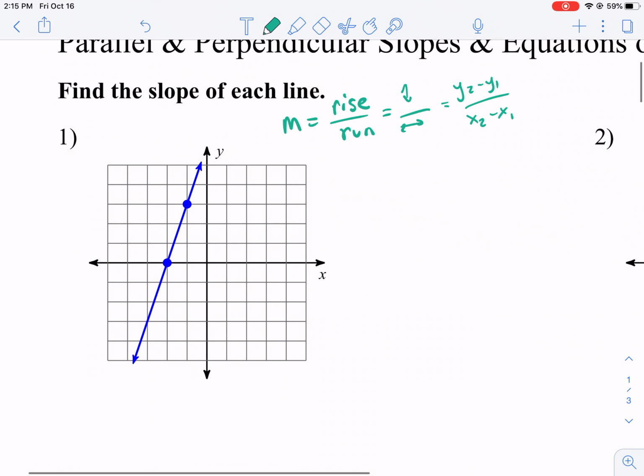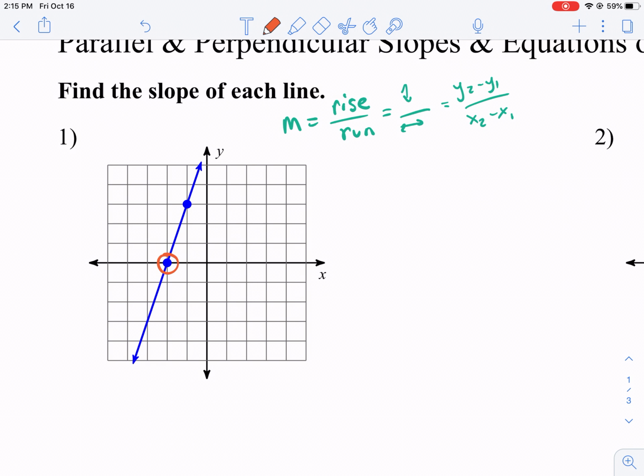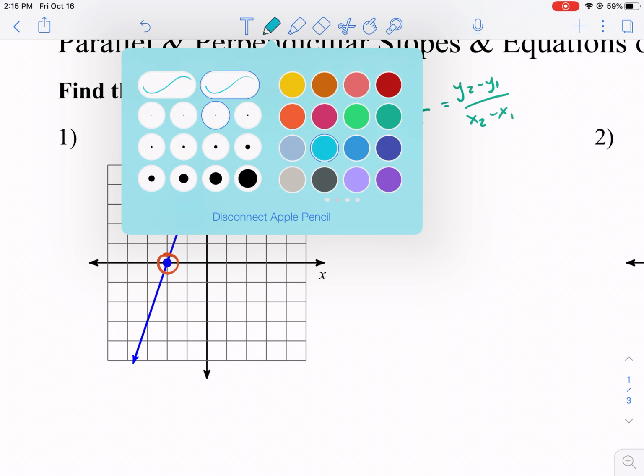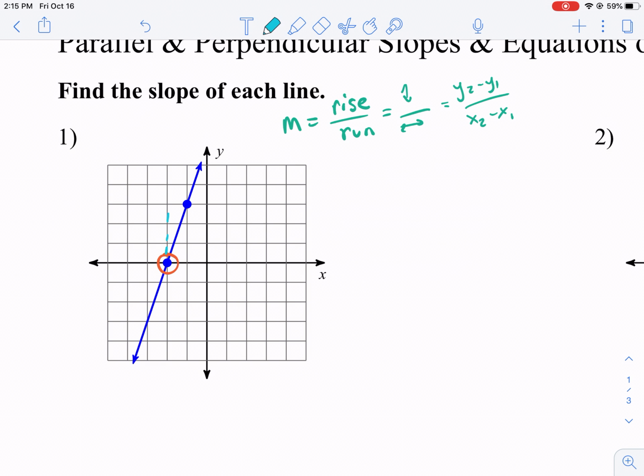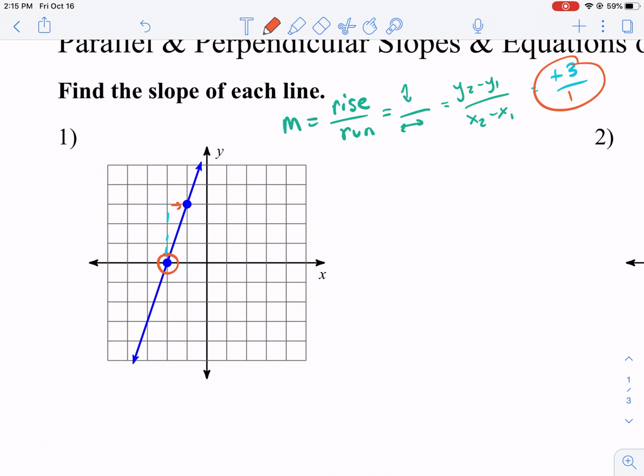As we look at these 2 points, I like to always start with the point on the left, and then I go up to get to my next point, or down. In this case it's up, so I know that my rise is going to be positive. And then it looks like I run 1. Oh, I forgot to count. So you get plus 1, 2, 3 for my rise. I went up 3 units. I went over 1. So my slope is 3 over 1, or just 3.